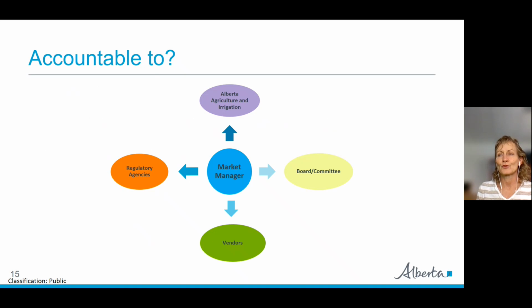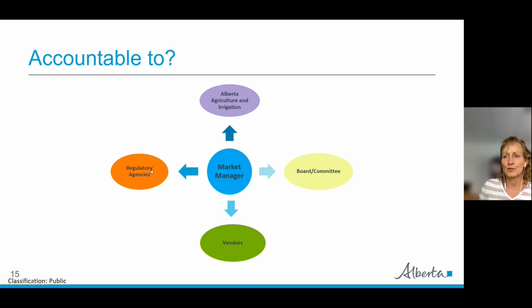This little picture will show you exactly everybody who's in that list. So you're accountable to Alberta Agriculture and Irrigation. You need to adhere to the guidelines. You need to complete the annual paperwork. There are expectations that we place upon that market manager.